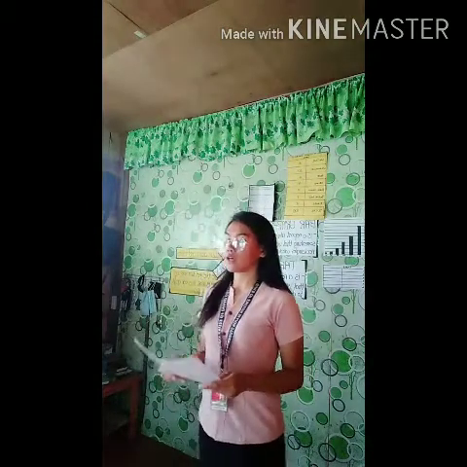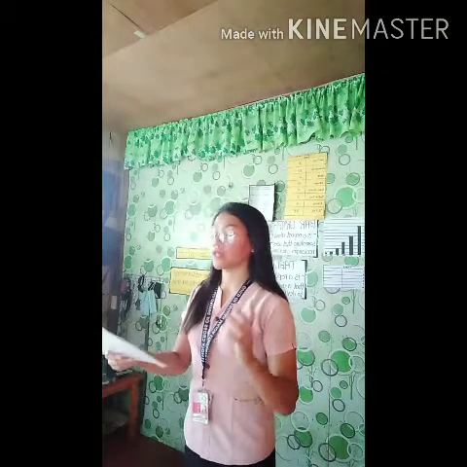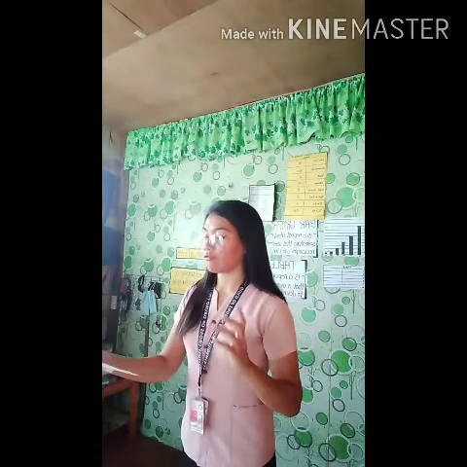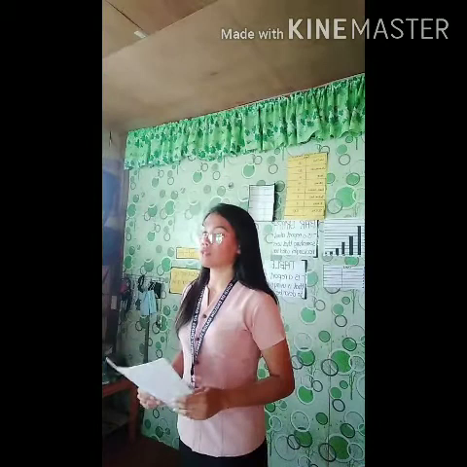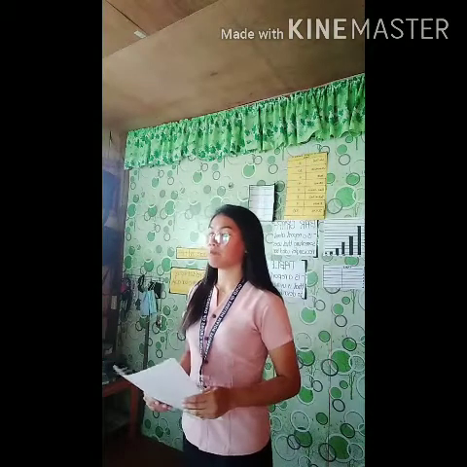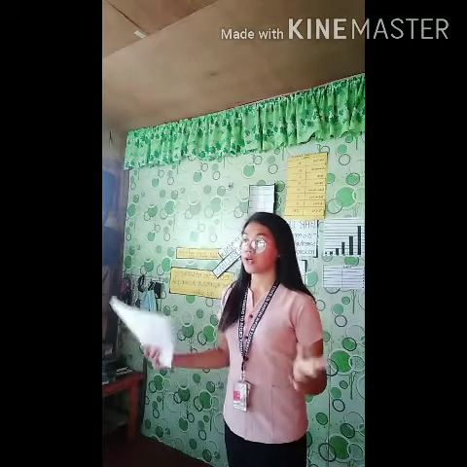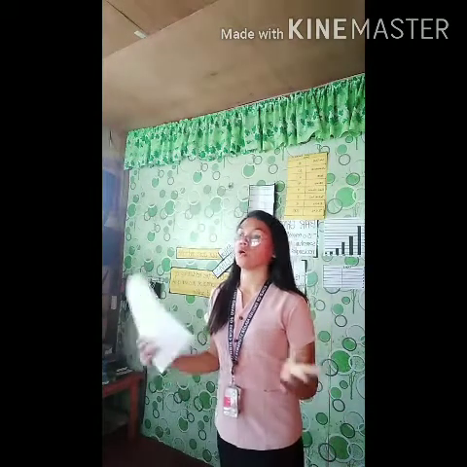Okay, very good. And how do we know the value of the bars in a bar graph? We can know the value of the bar if we look at the number closest to it. That is the easiest way to locate the number in the bar graph. Do you understand? Okay, very good.